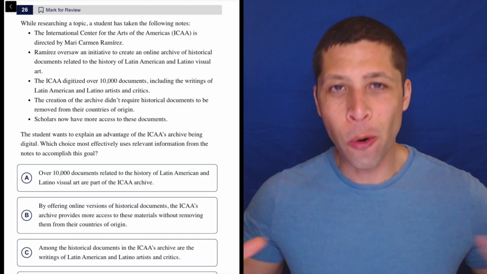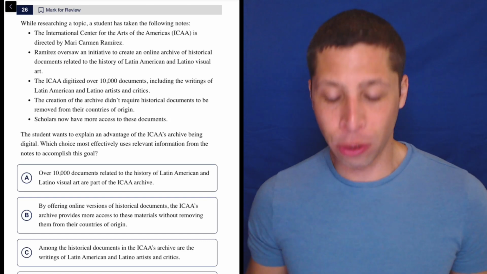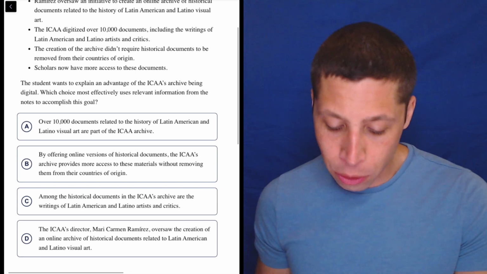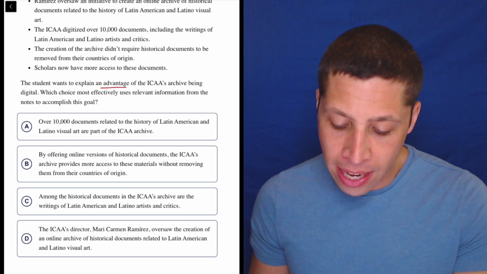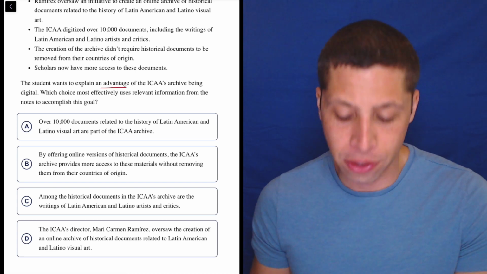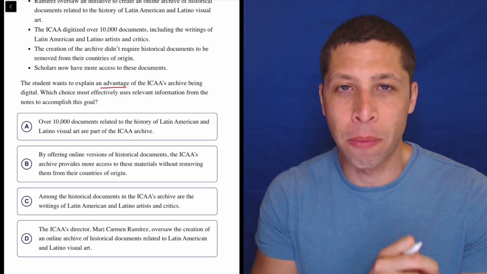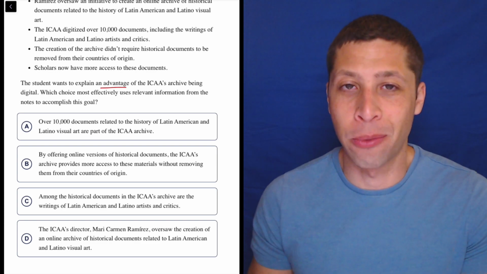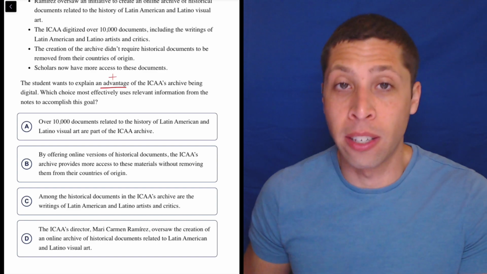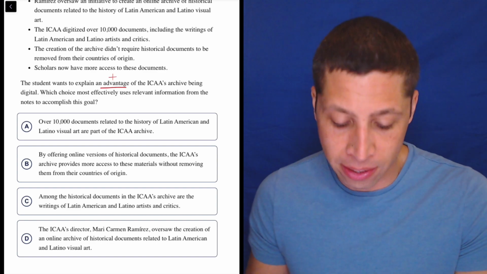Once again, let's ignore the outline, the bullets, and go straight to the question. What do they want from us? The student wants to explain an advantage of the ICAA's archive being digital. Okay, so maybe some of the little details in that question matter, but what's the advantage? That's what I want. And maybe we can think about it as just a dumb summary, right? Like we want something positive. Let's see what we get.